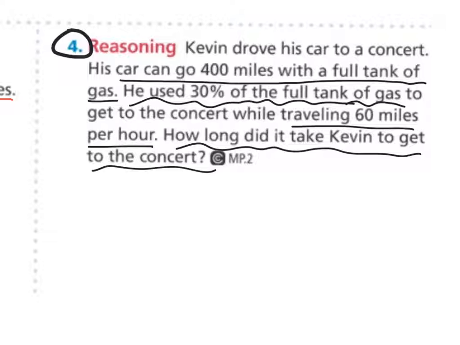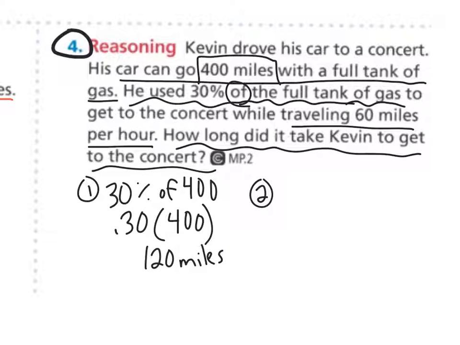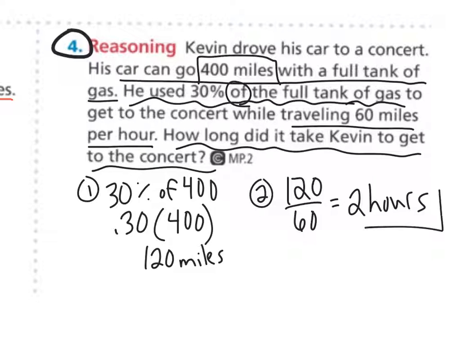So it says 30% of the full tank of gas. The full tank of gas is 400 miles. So one way of doing this, we could figure out what's 30% of 400. That'll tell us how many miles they've driven. If you want to just change that percent to a decimal and multiply, it'll be 120 miles. So 120 miles, and if they're going 60 miles per hour, we want to see how many 60s till we get to 120, which we can probably just figure out. But to have some work down for it, we could take 120 divided by 60, and then we'll see that that would be 2 hours.